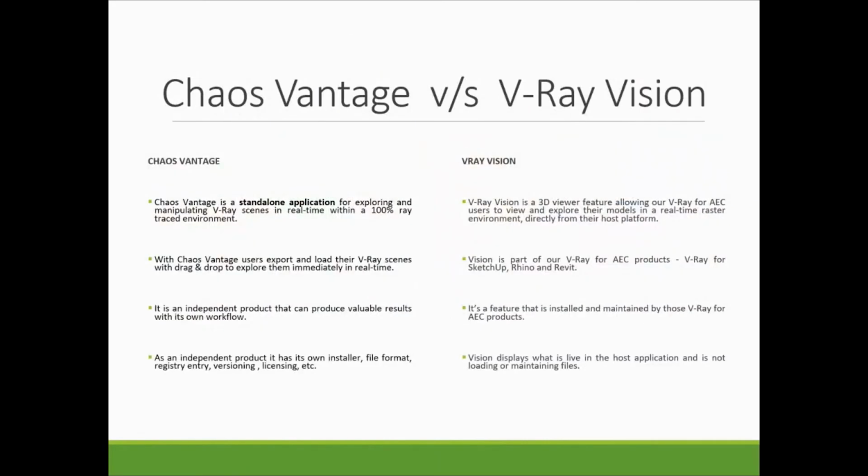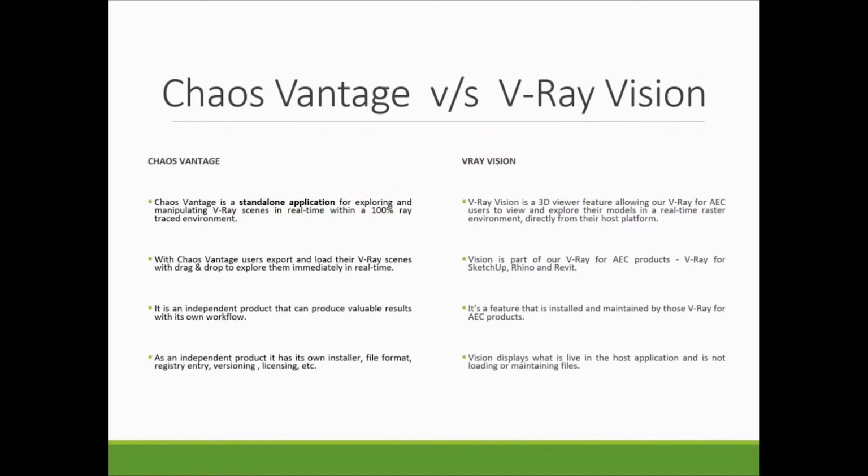And you'll now be familiar with V-Ray Vision, which is the new feature of V-Ray 5 for SketchUp. So you'll be thinking, what is the difference between Chaos Vantage and V-Ray Vision? I'll explain now. Chaos Vantage is completely a standalone application. It has its own installer, its own file format, and its own versioning, licensing, and so on.